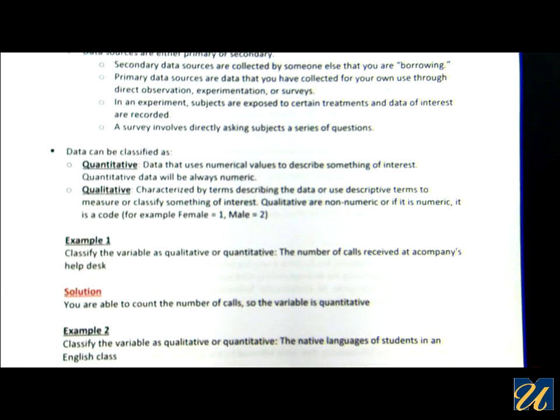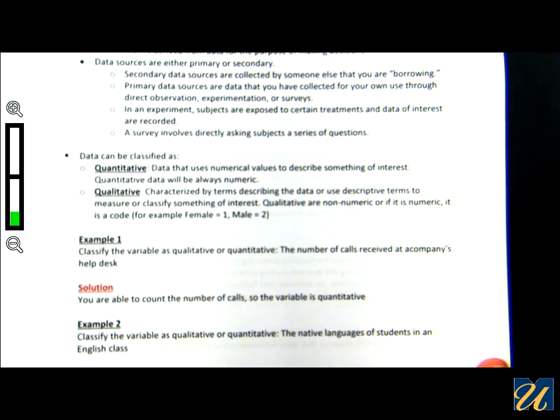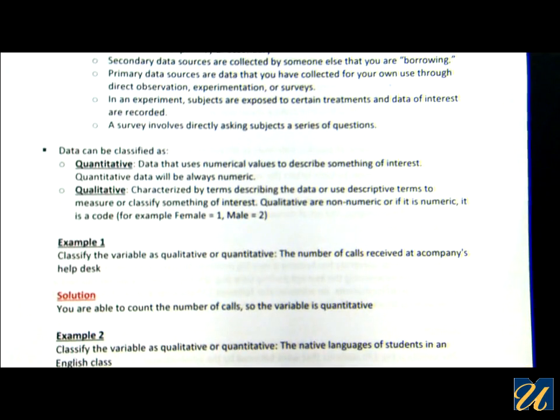Now, data can be classified as quantitative or qualitative. It's very, very important to understand the difference between the two.